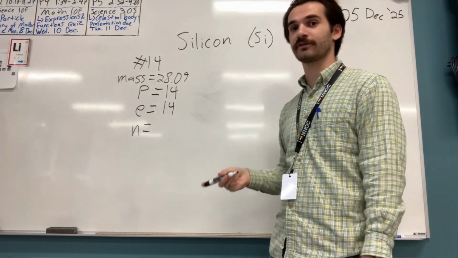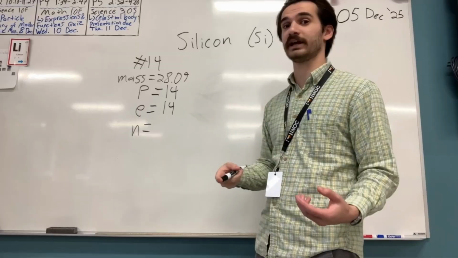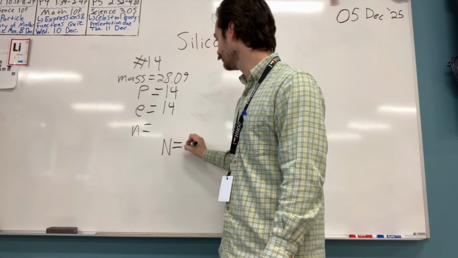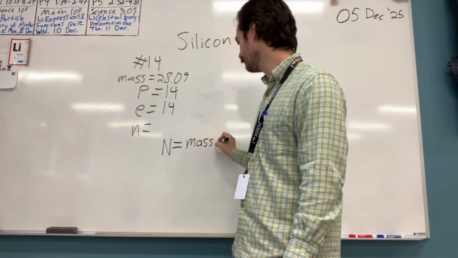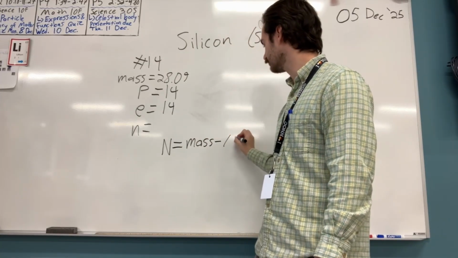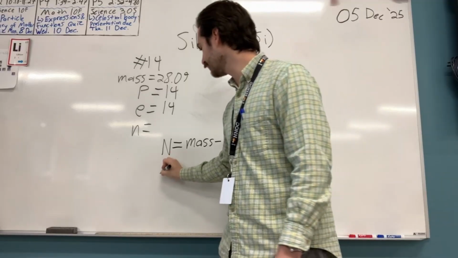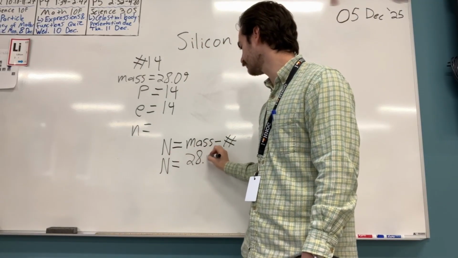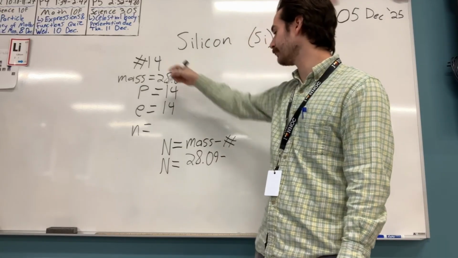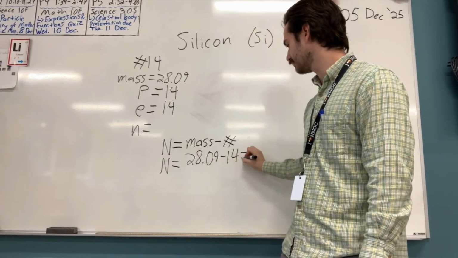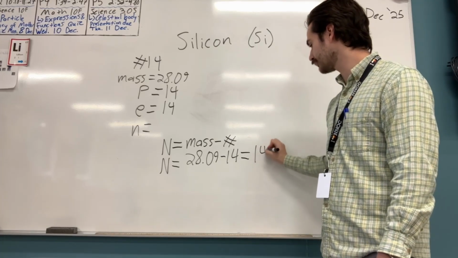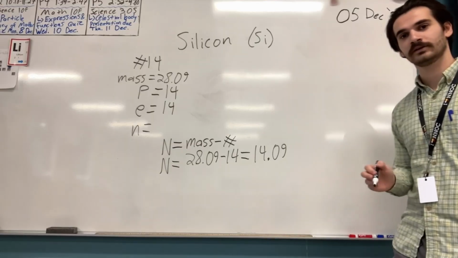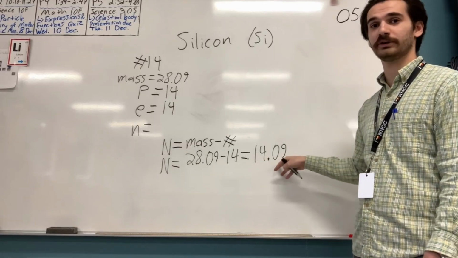The neutrons is the different one. Neutrons might be 14, but it might be something else. You've got to calculate it. Now remember, the formula for neutrons is going to be your mass from the periodic table minus your atomic number. So in this case, we're going to have neutrons is equal to the mass 28.09 minus the number 14. And that's going to get us an answer of 14.09.